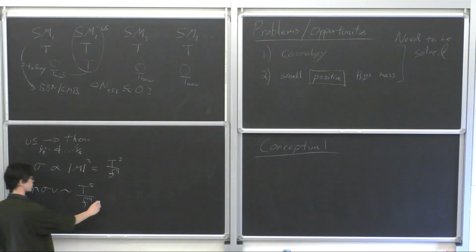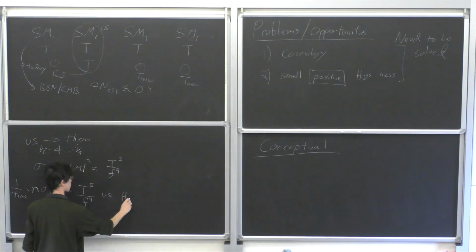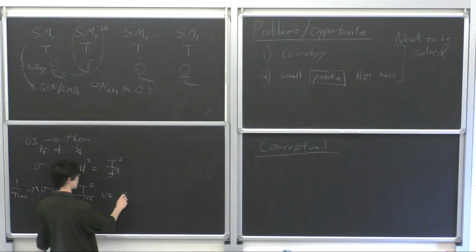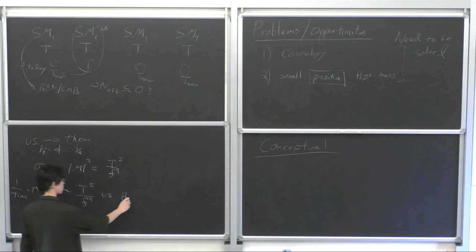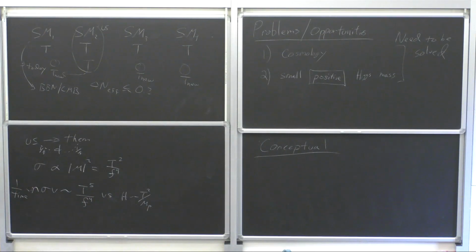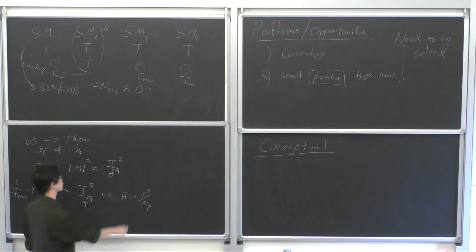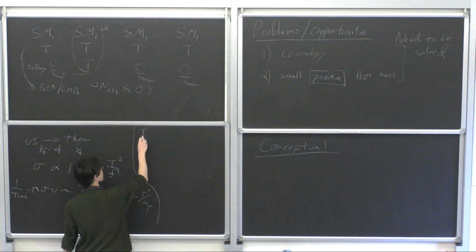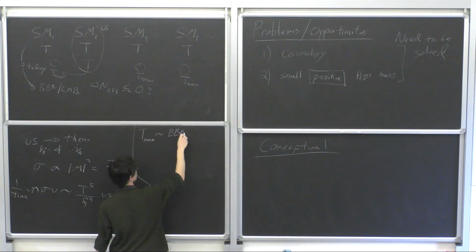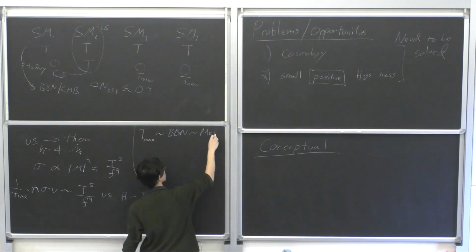We need to compare it versus Hubble, because that's how much time you have, right? At any given temperature, 1 over the time you have is Hubble, which is T squared over m Planck. So if our goal is to argue that we're not excluded, we always want to be as optimistic as possible. The hottest the universe ever gets, T max, I'm just going to take to be BBN. And we'll see how safe we are. So this is MeV or so.